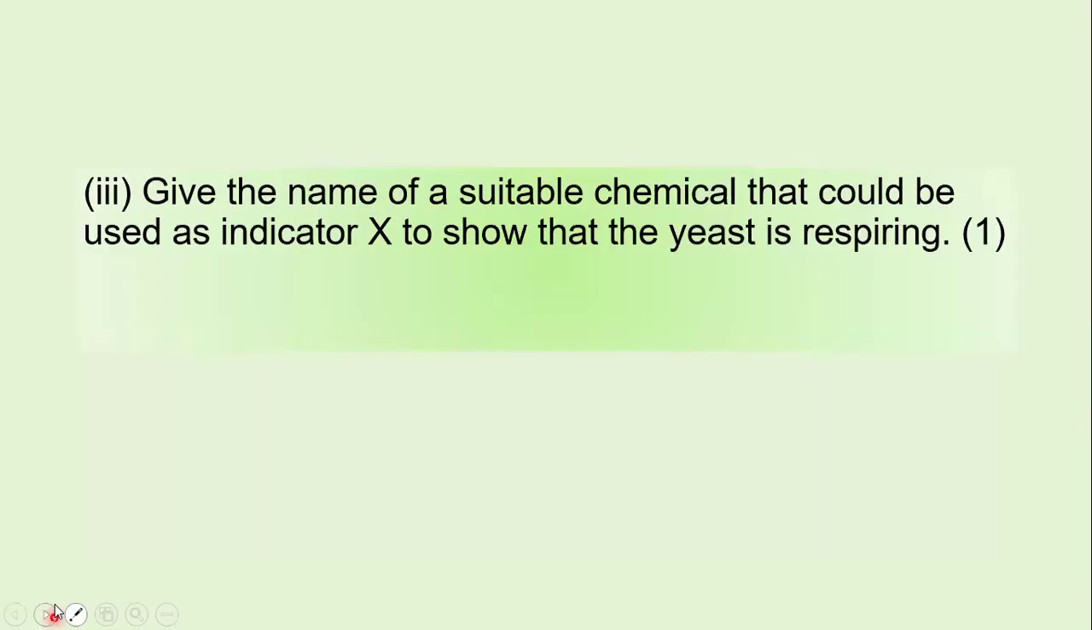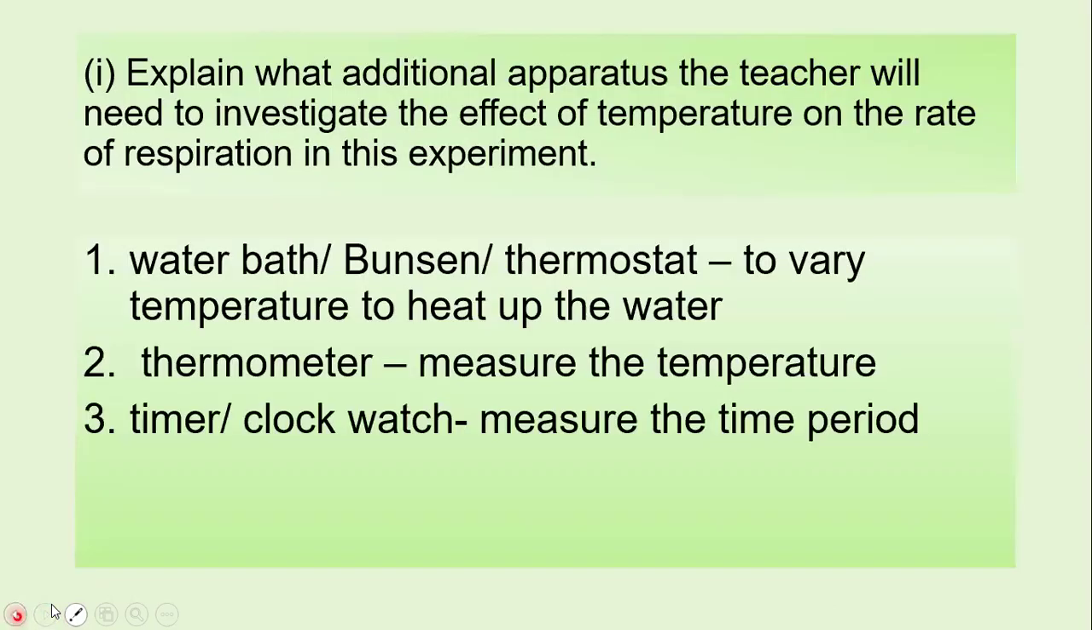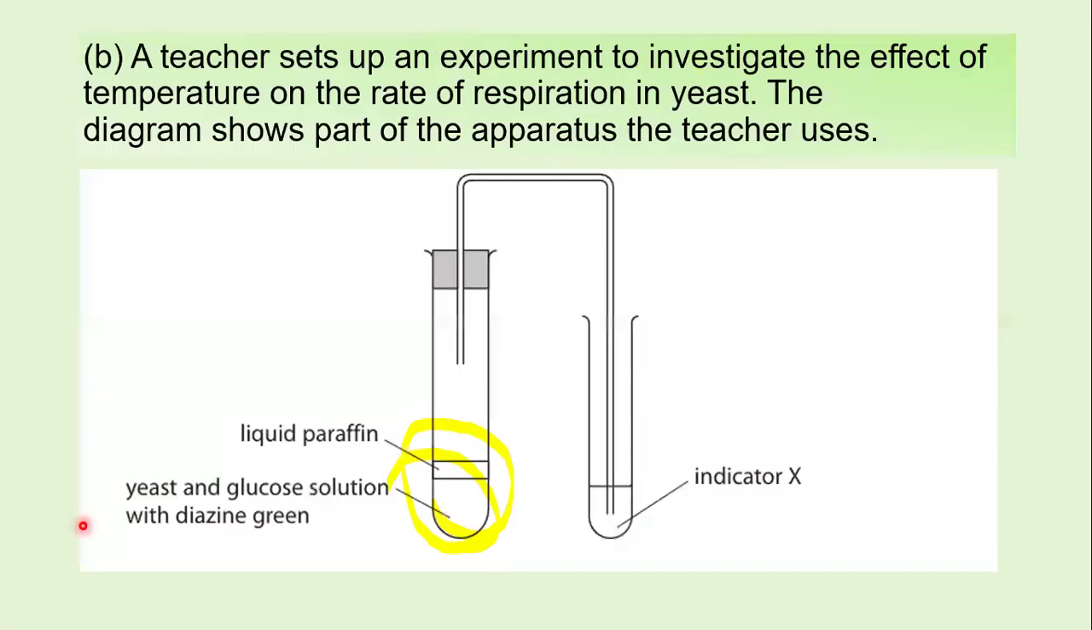The next question, give the name of a suitable chemical that could be used as indicator X to show the yeast is respiring. So when this yeast does respiration, whether it is aerobic or anaerobic, it produces carbon dioxide. So this indicator should be able to change its color according to the concentration of carbon dioxide. So this indicator should be sensitive to the carbon dioxide.